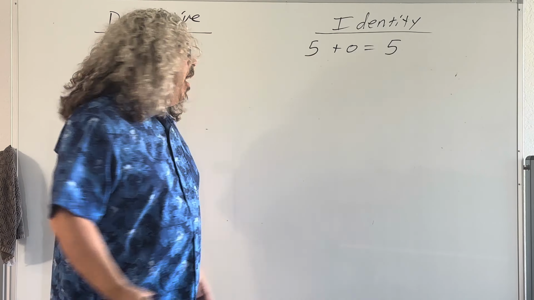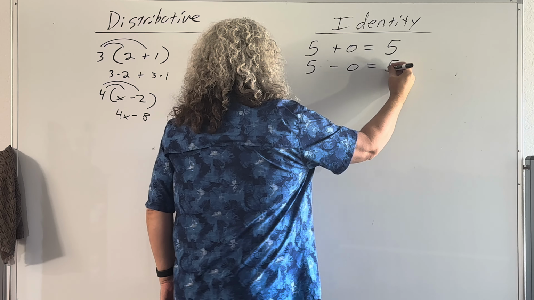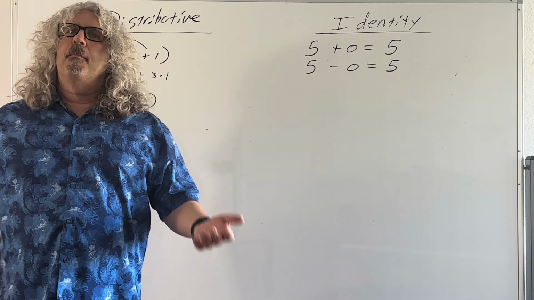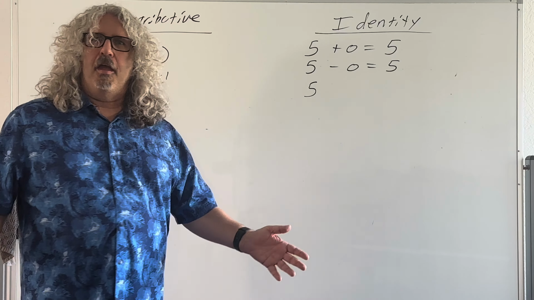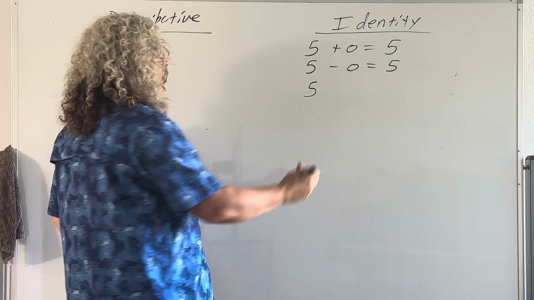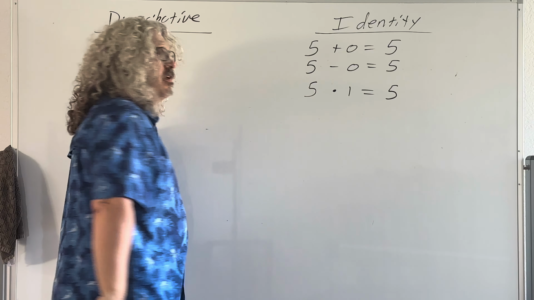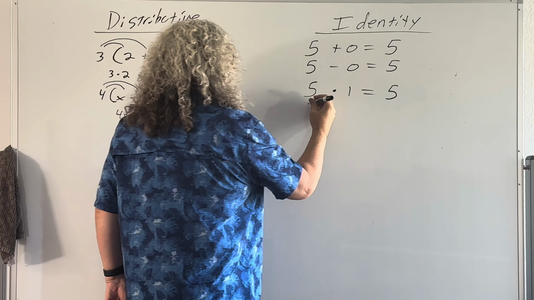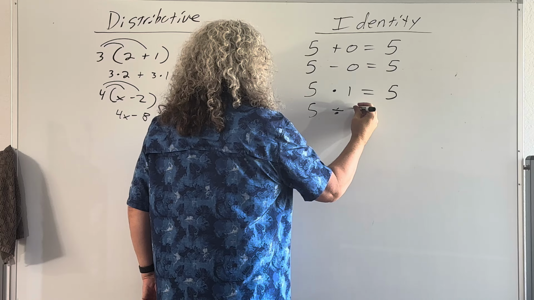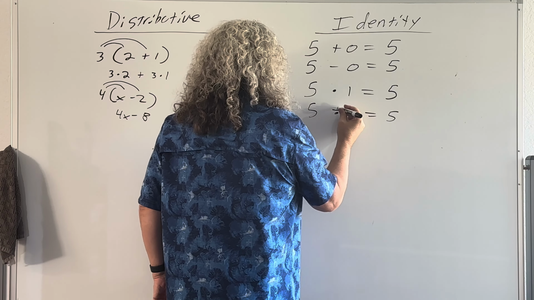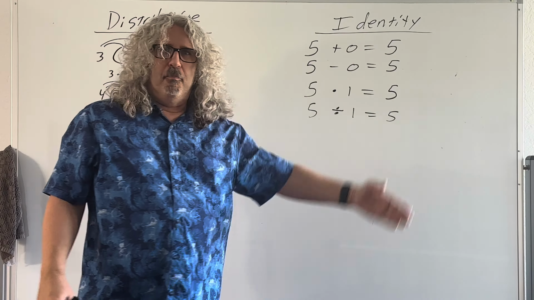Can you do it with subtraction? Yeah, you actually can. So you also have the identity property of subtraction. What about multiplication? I'm going to take that 5. How can I make 5 stay 5? Well, the identity property for multiplication is times 1. Anything times 1 is itself, and that's going to be the same with division. You're just going to divide by 1, and then you get the same thing. So when you work with things that are called identity problems, this would be an example of identity.